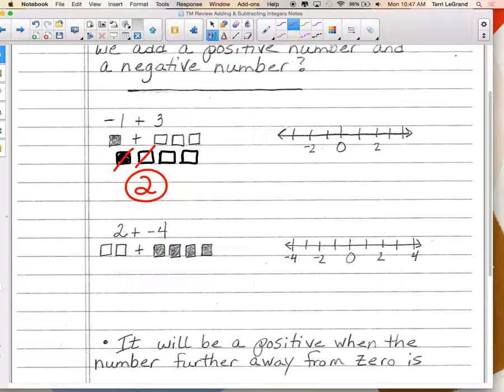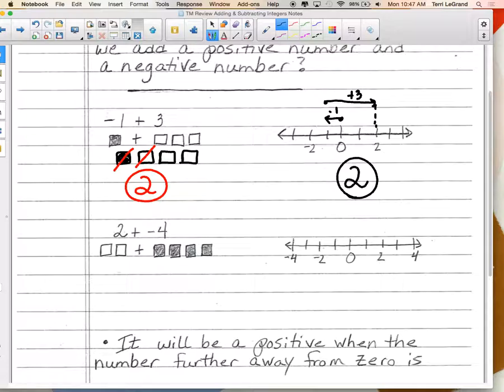Okay, let's do it on the number line now. We start at 0. We have a negative 1, so that means head to the left. And we have a plus 3. That means head to the right 3 units. 1, 2, 3 units. There's my plus 3. And follow it down to the number line. And where are we at? We're at positive 2.